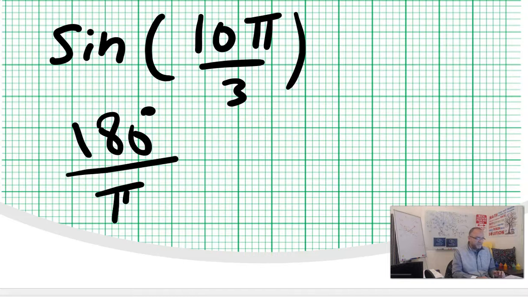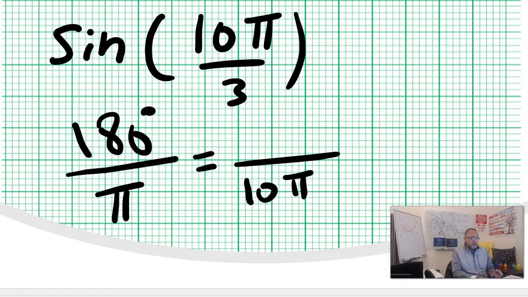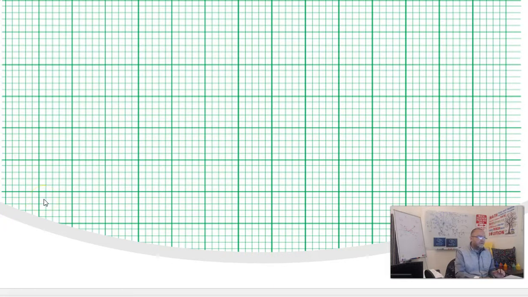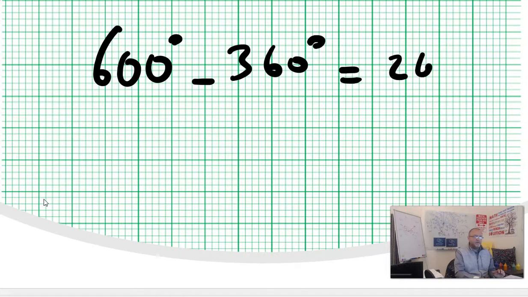We stack them up. 180 degrees divided by pi, for any half circle, is equivalent to 10 pi divided by 3. Pi and pi go away. And then you do 180 times 10 divided by 3. So that's 1,800 divided by 3. So that's 600. It's 600 degrees. So now I know it in degrees. So once I know it in degrees, I can go ahead and do 600 minus 360 degrees. What do I end up with? 240 degrees.